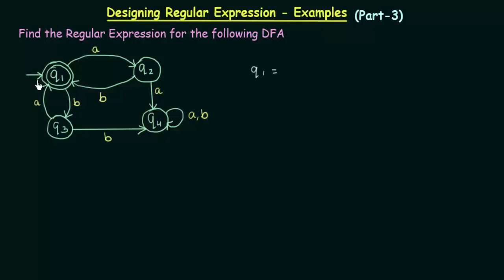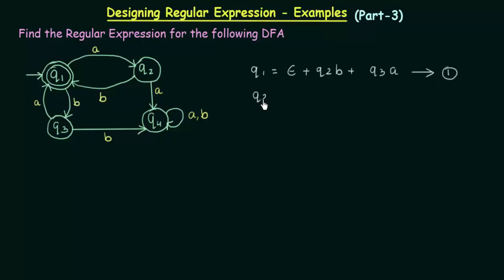This is an incoming transition coming from nowhere, so this can be written as epsilon plus, and here we see that from Q2 there is an incoming transition with input B, so we can write Q2B plus, and from Q3 also there is an incoming transition to Q1 with input A, so I write Q3A, and then there are no more incoming transitions. So this is the equation for Q1, and let me call it equation number 1.